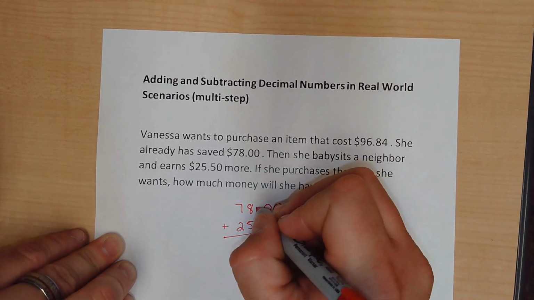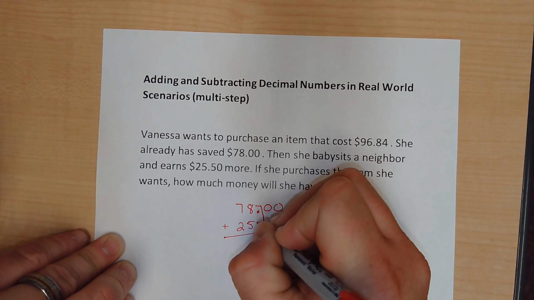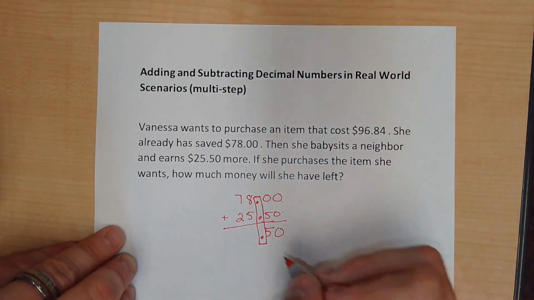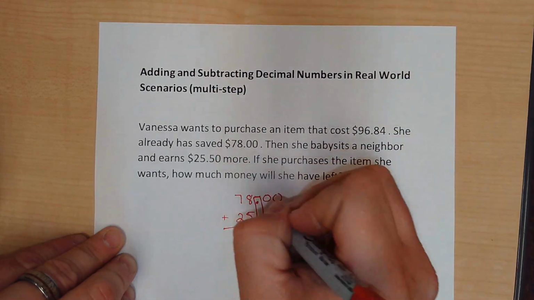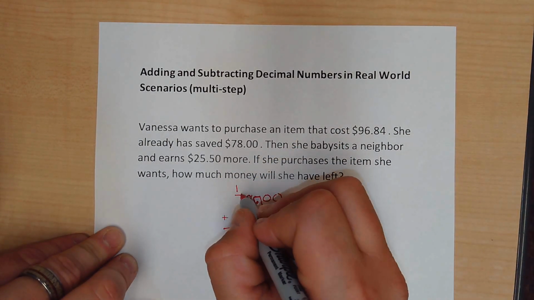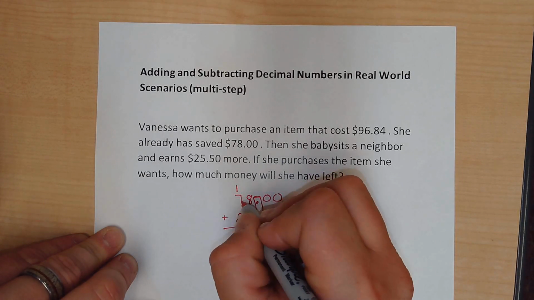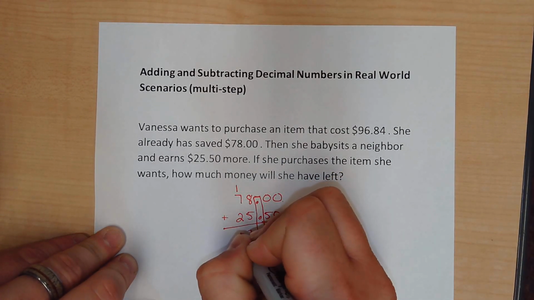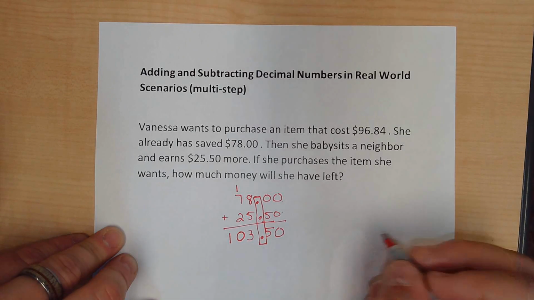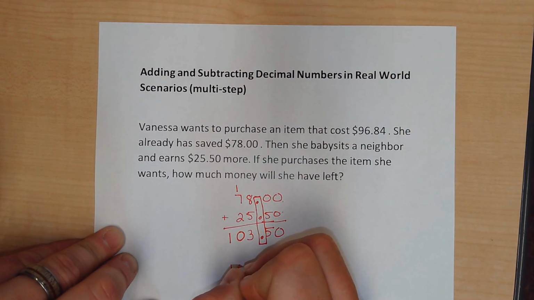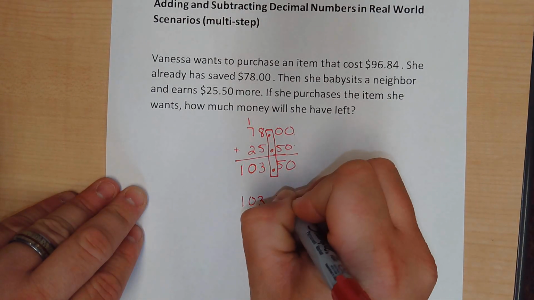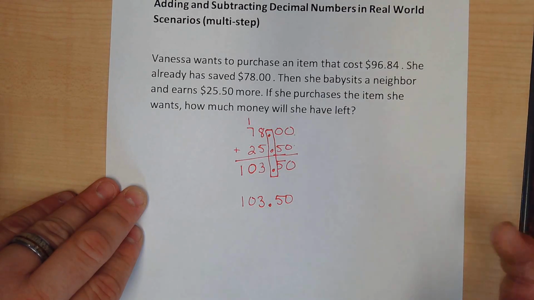Now we're into the whole dollars. Again, making sure my decimals are lined up. 8 plus 5 is $13, carrying my $10 over. 1 ten plus 7 tens is 8 tens. 8 tens plus 2 tens is 10 tens, which means I have 0 tens and 1 hundred. So now I know that she has $103.50.